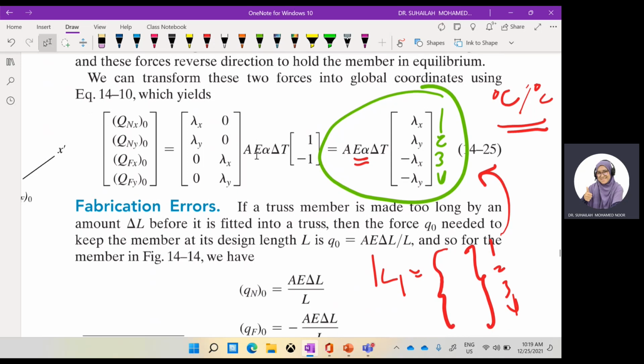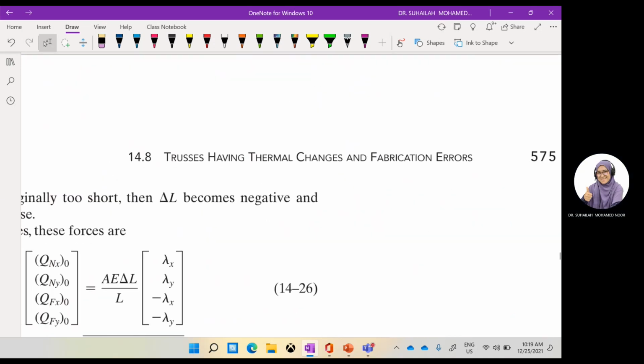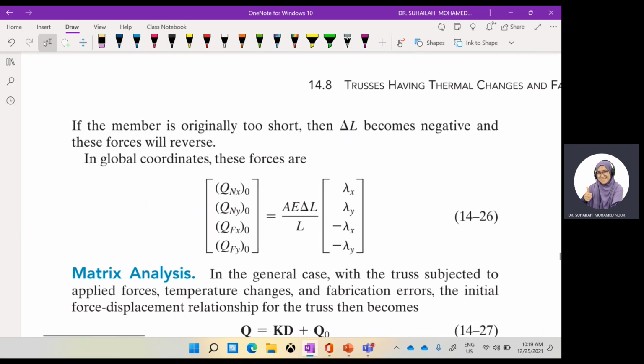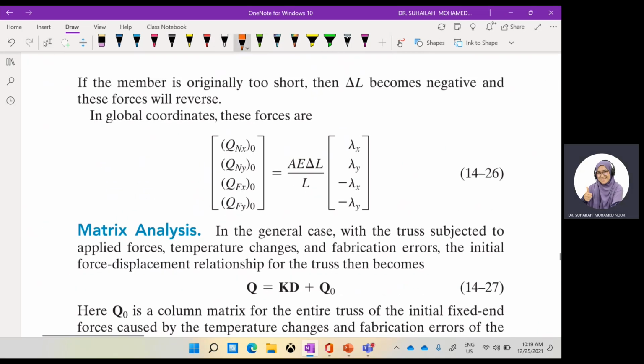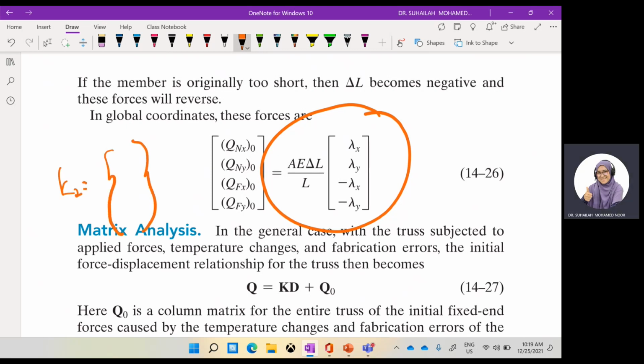This is for temperature changes. For fabrication error, this is the formula. This is Q naught, Q naught for the element. We have to do it one element at a time. For example, if we have K2, which the label is 5612, then we will have this as 5612. Same as what we have done in beam.